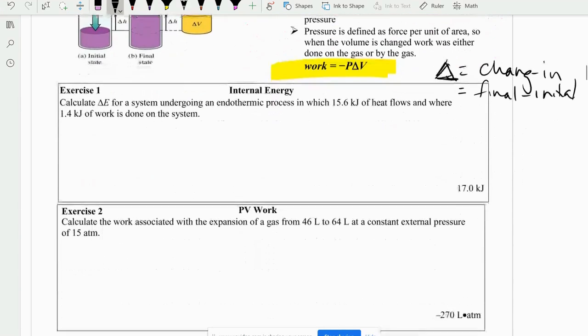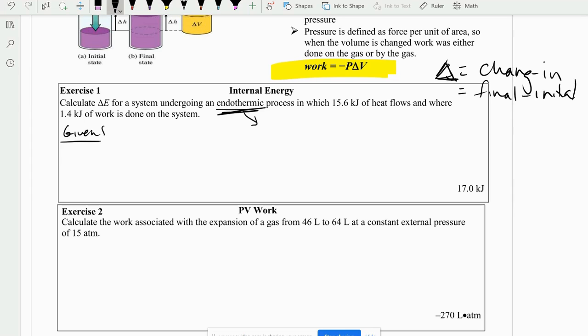Now let's do exercise 1 as a problem. Always start off and write your givens. So let's read the problem. We're going to calculate the change in energy for a system undergoing an endothermic process in which 15.6 kilojoules of heat flows and where 1.4 kilojoules of work is done on the system.